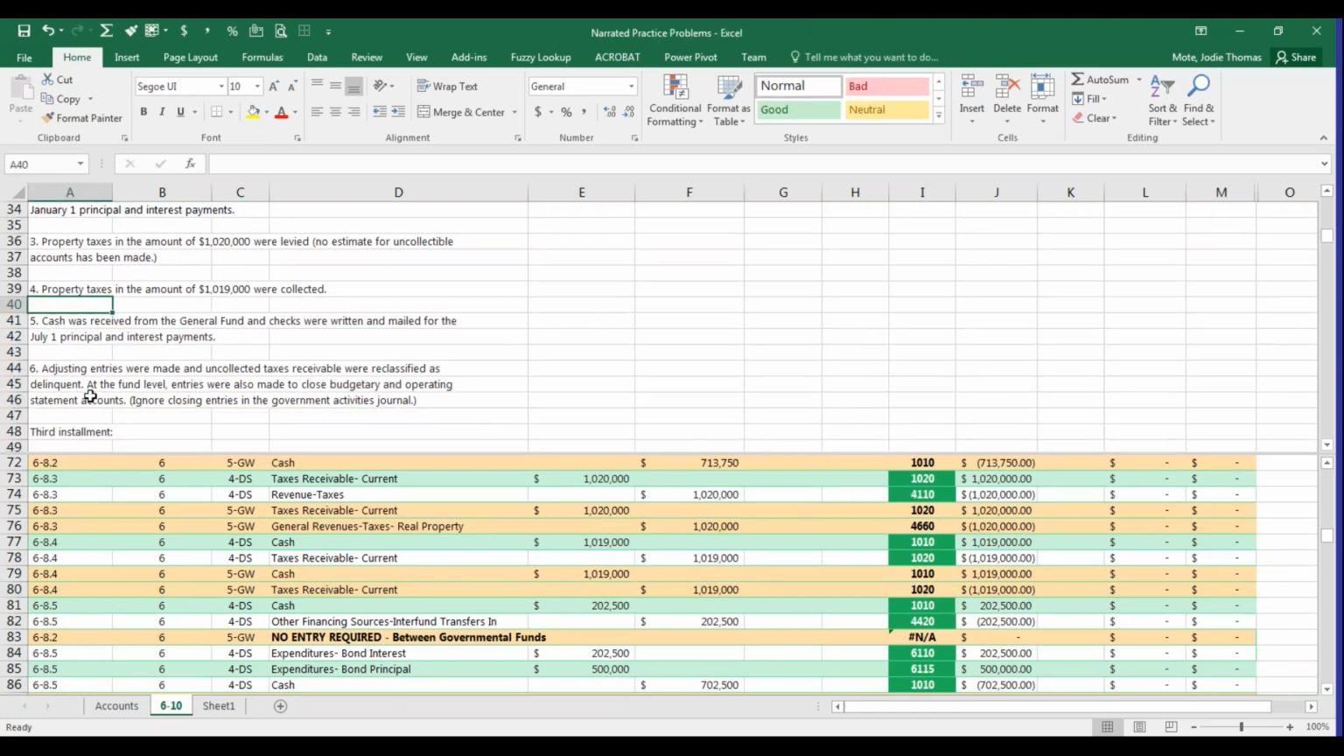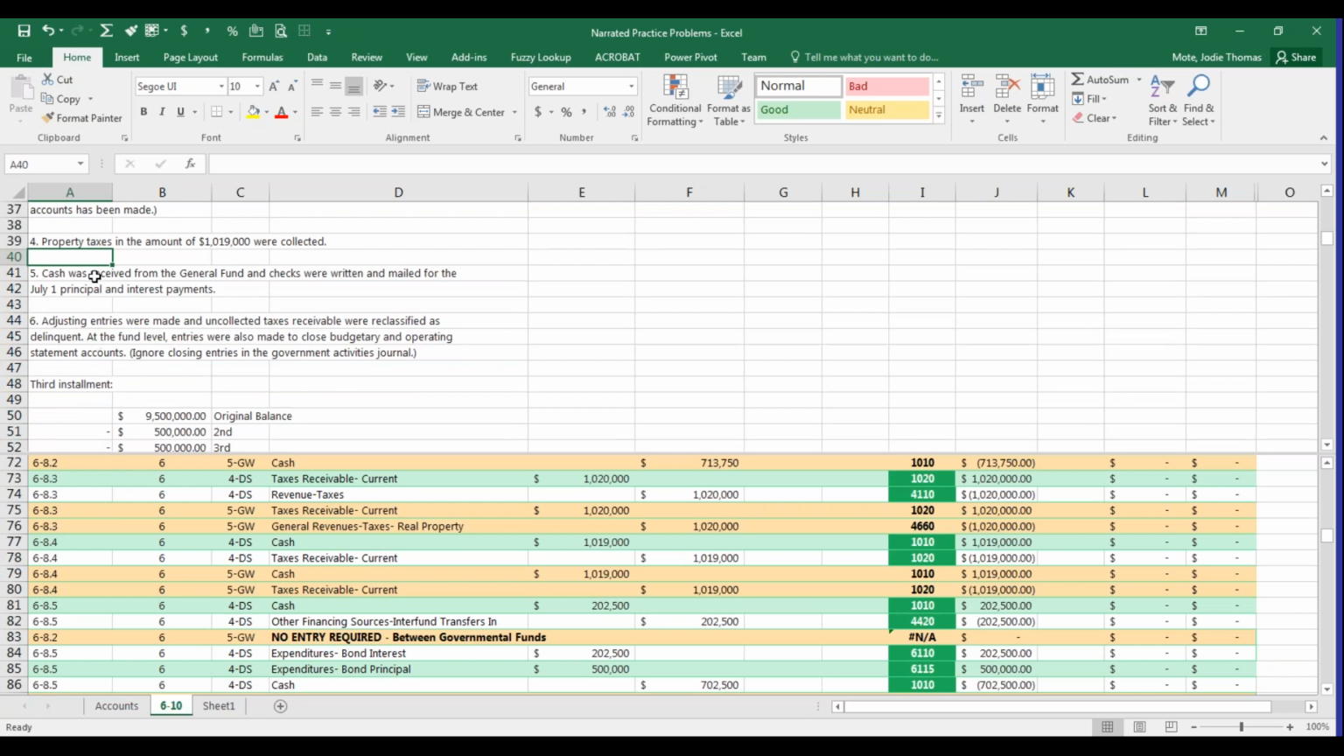All right, number 5. Cash was received from the general fund and checks were written and mailed for the July 1st principal and interest payments. Well, these don't give a date. Let me put that in the memo though here. This is all happening on 7/1/2011. Let me change this to where you can see it.